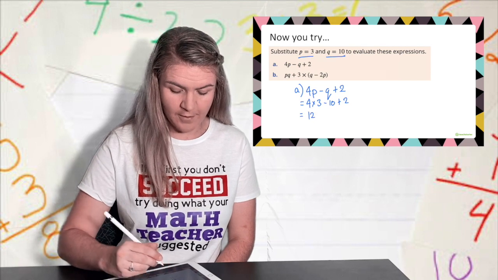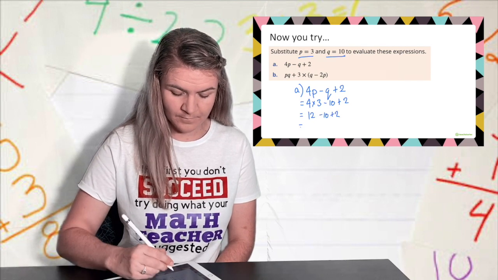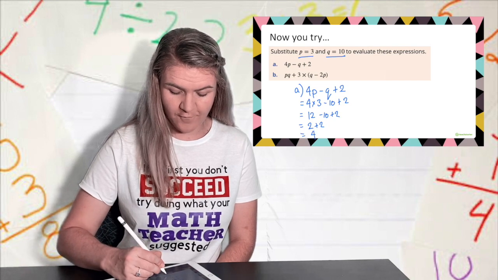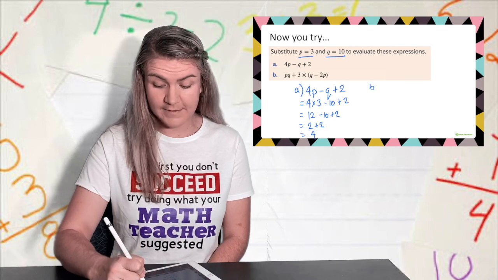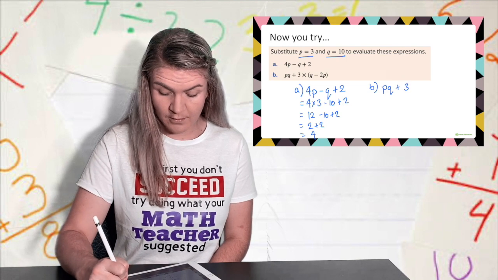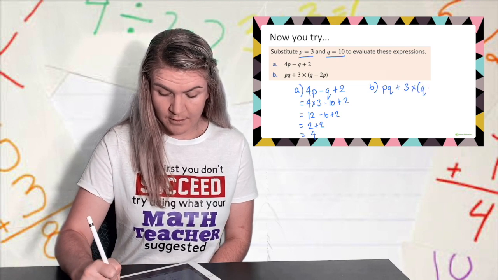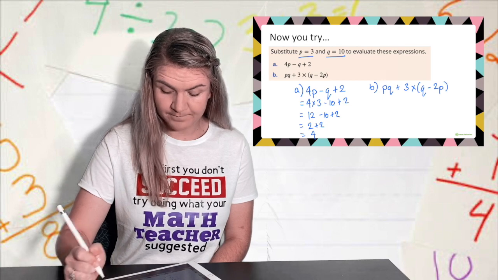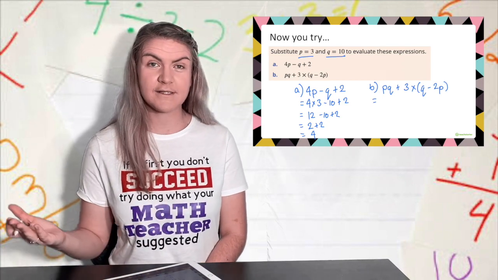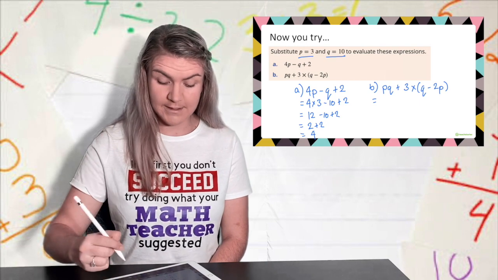4 times 3 is 12. 12 take 10 is 2. 2 plus 2 is 4. All right, this is a big one. pq, which means p times q, plus 3 times q take 2p. But it's still the same. No matter how many times the letter is there, it still represents the same value. So I just replace it with the same number.